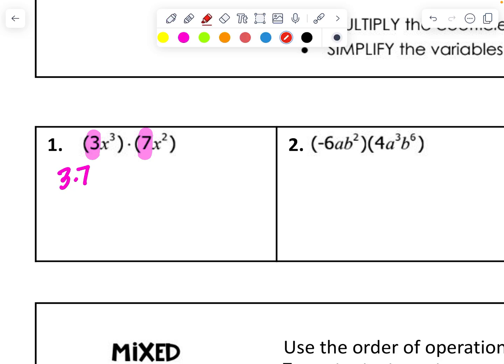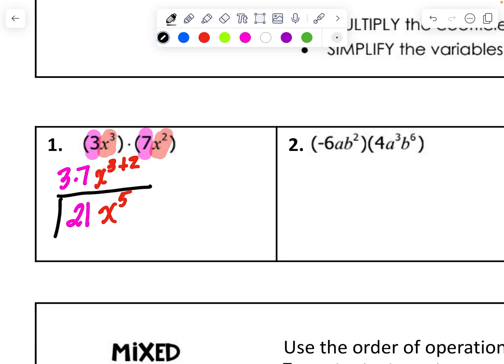Then I could do my variables. I have an x here and an x there. My red stuff goes together, and those are exponents. I have 3 x's in the first term, plus another 2 x's I need to multiply, so I have x to the 5th. And I have 7 times 3, which is 21 for my whole number. And that's my solution.